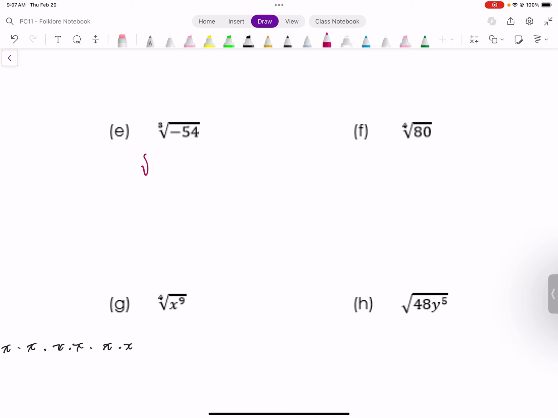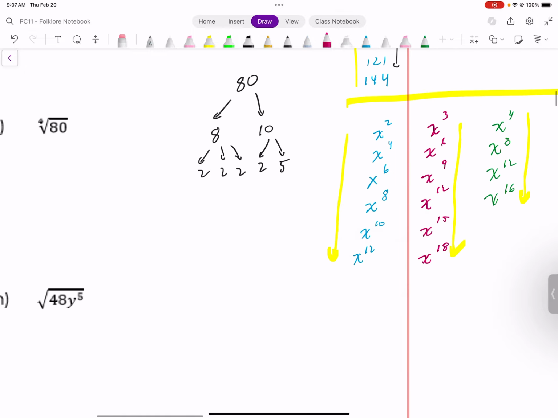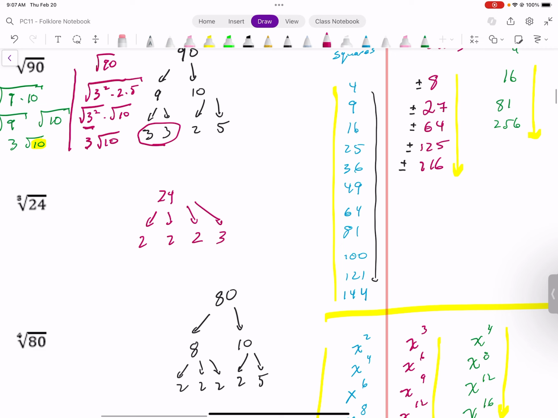So it's the third root, or the cube root of negative 54. Now, the convention is that when we try to simplify the radicand, we try to make the radicand as positive. So I'm just going to try to think, does there exist a perfect cube that is a factor of negative 54? Sure, and that is negative 27.